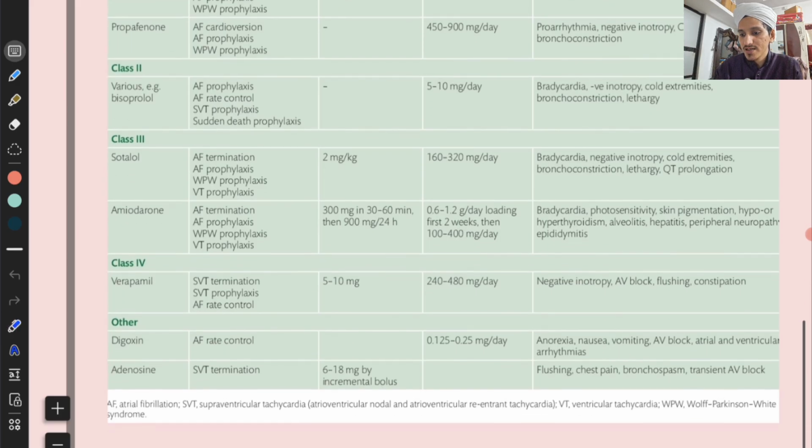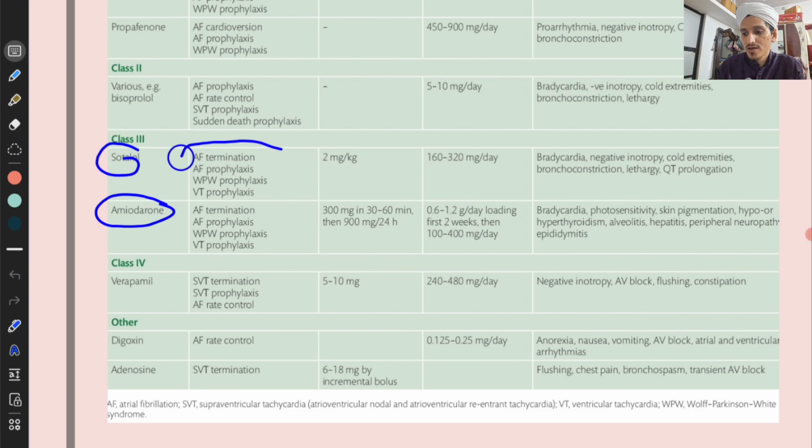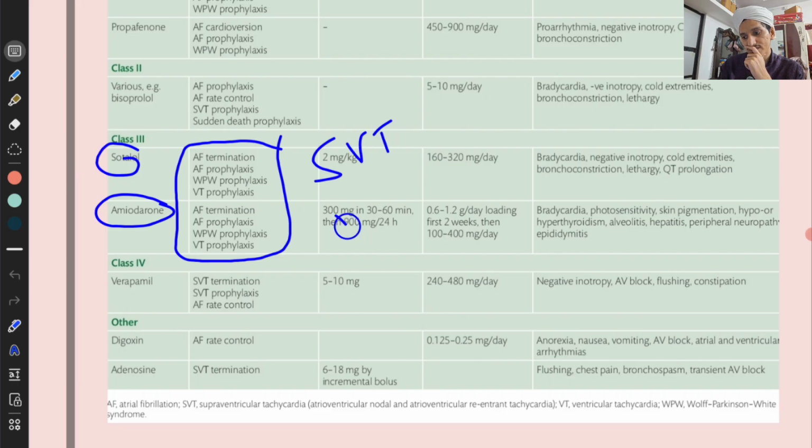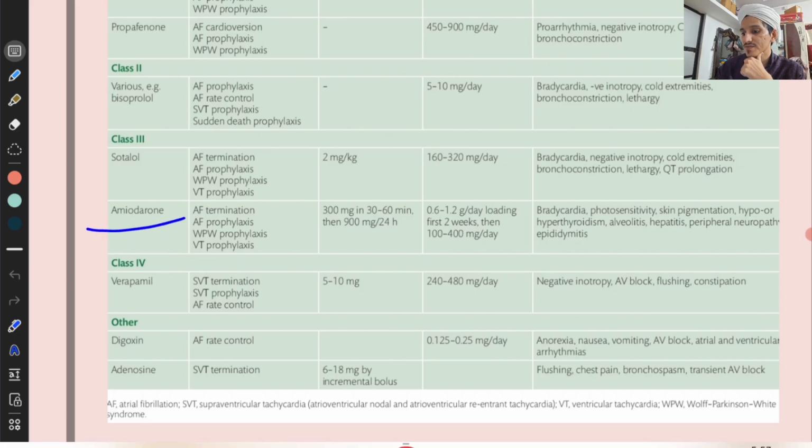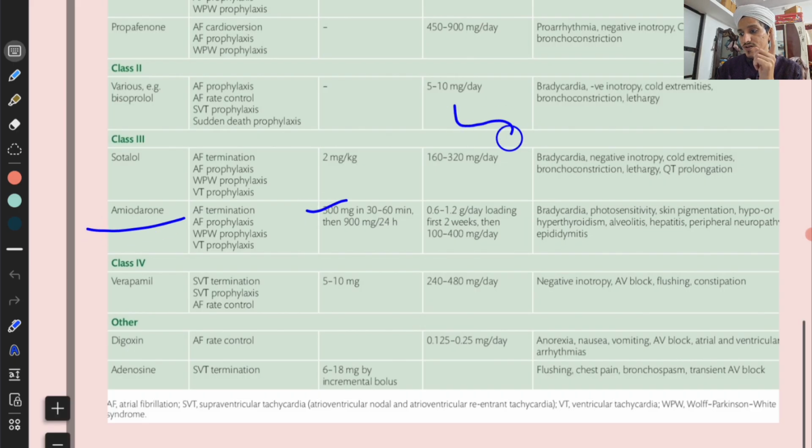Then class 3 important drugs are amiodarone and sotalol. These are broader activity drugs. They are useful in SVTs also and VTs also, for prophylaxis and termination also, because amiodarone is important. You just remember the dose, 300 mg bolus you will give in 5% dextrose, because if you give in NS it will precipitate.